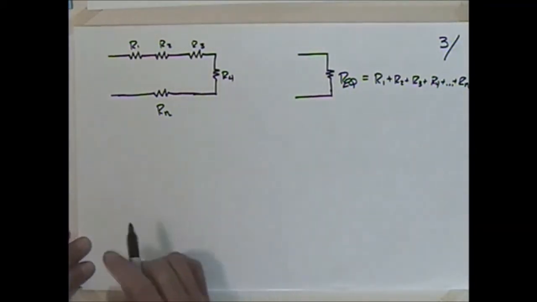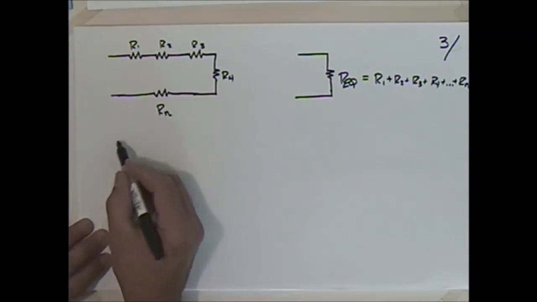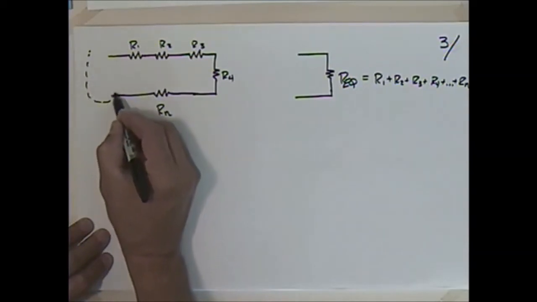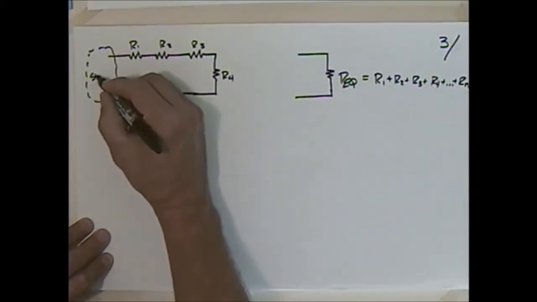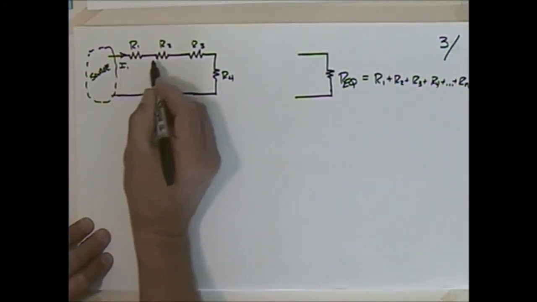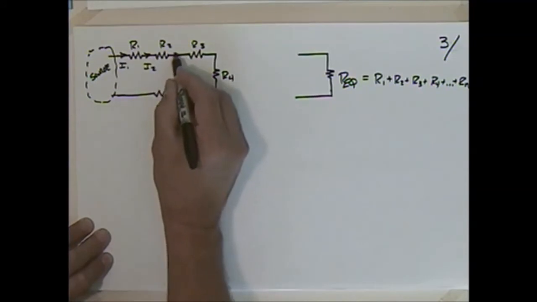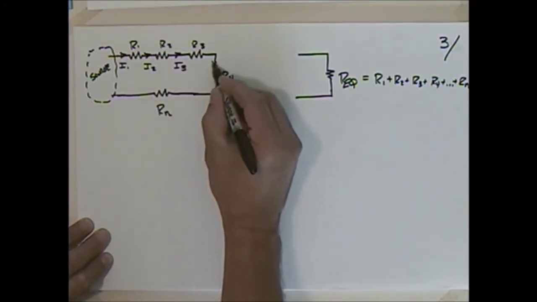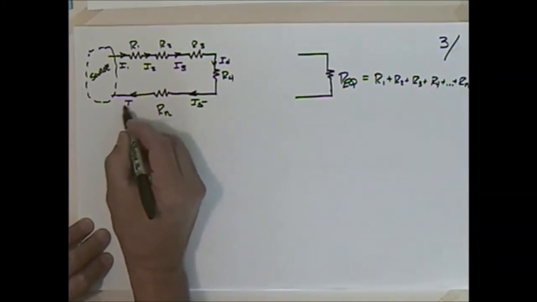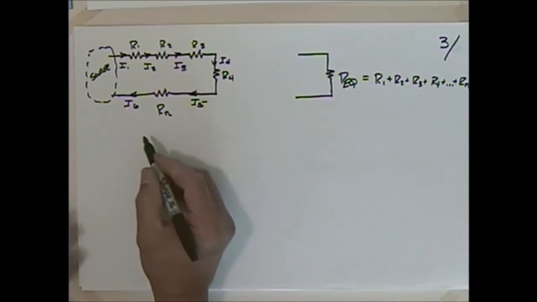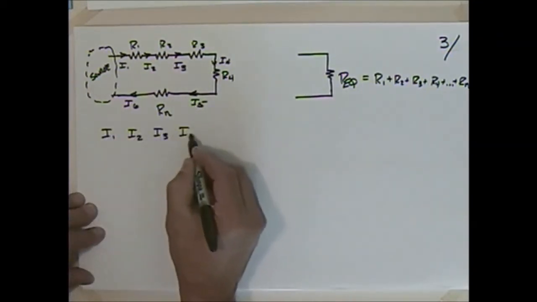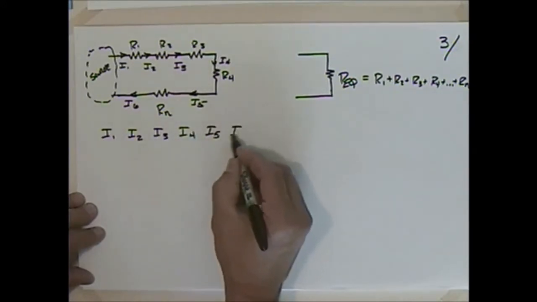Now, let me go ahead and put some sort of a source in here. If I put some sort of a source here, that would drive a current. I could talk about this current I1 and I2 and I3 and I4, I5, and I6. We got quite a few of those. And what could we say about the relationship of I1 and I2 and I3 and I4 and I5 and I6?